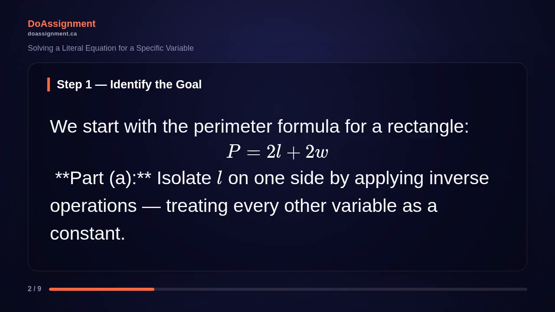We start with the standard perimeter formula, P equals 2 times L plus 2 times W. Our first goal is to rearrange this formula so that L is alone on one side. We treat P and W as if they were ordinary numbers and use inverse operations to isolate L.